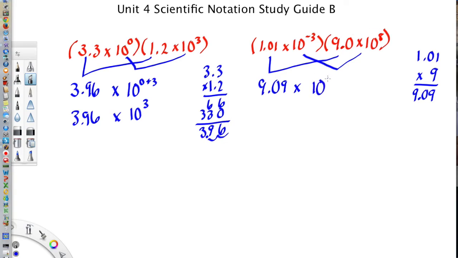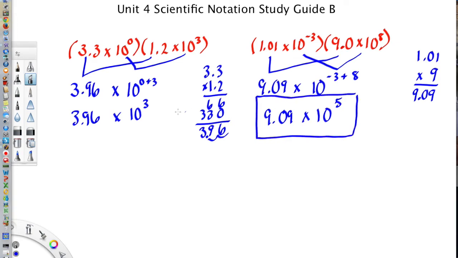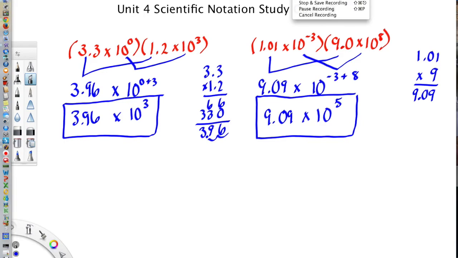here we got our base 10 numbers, we multiply 10 to the negative third times 10 to the 8th, and that's simply 10 to the negative third plus 8, and that is 9 and 9/100ths times 10 to the 5th power, because a negative 3 plus an 8 is 5. And that is also in scientific notation, so I don't have any conversions to make. And that'll be it for the first 2.